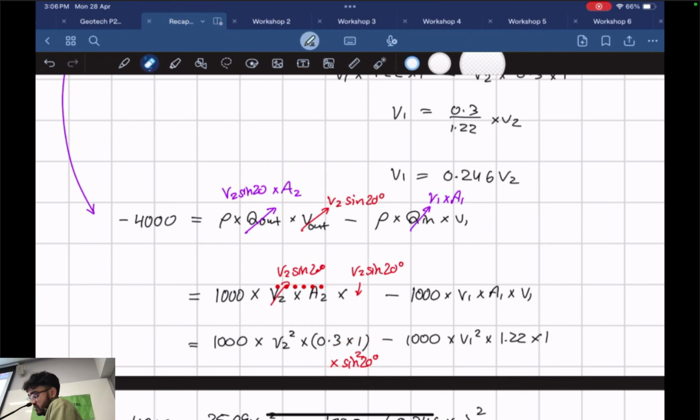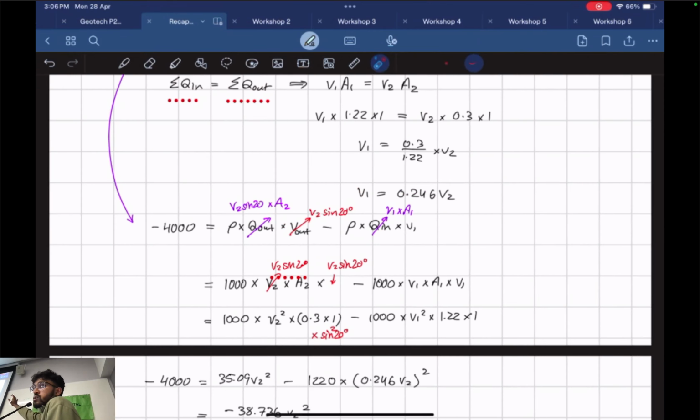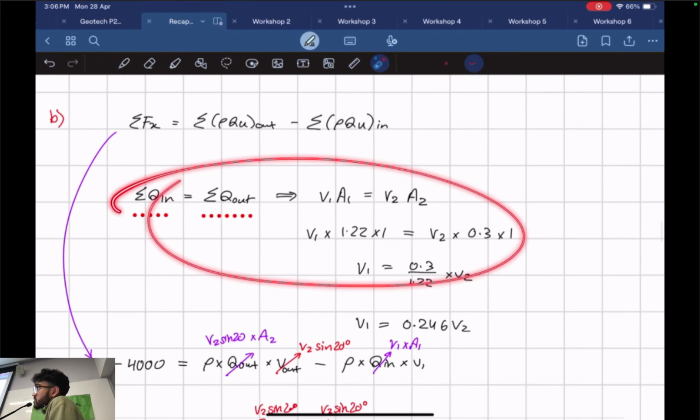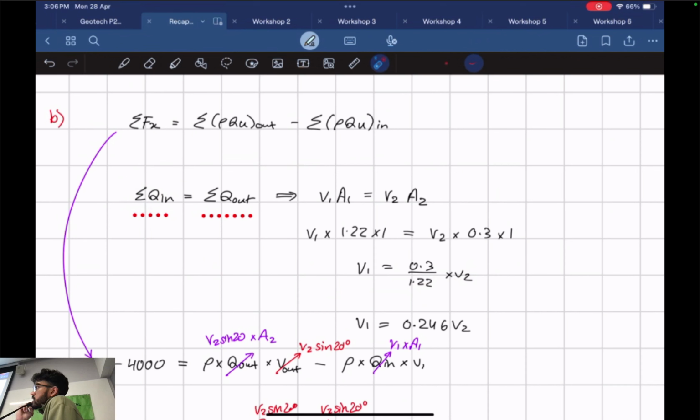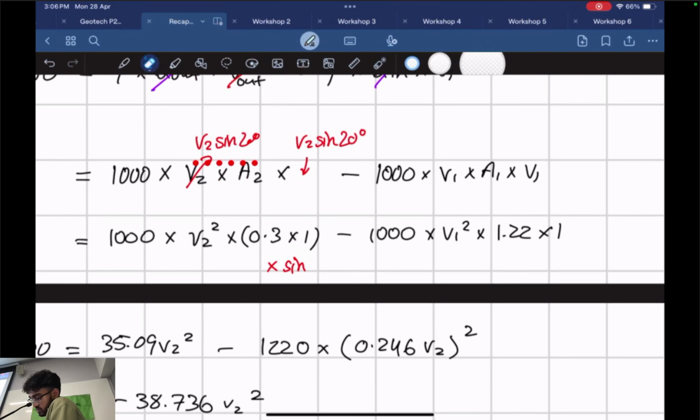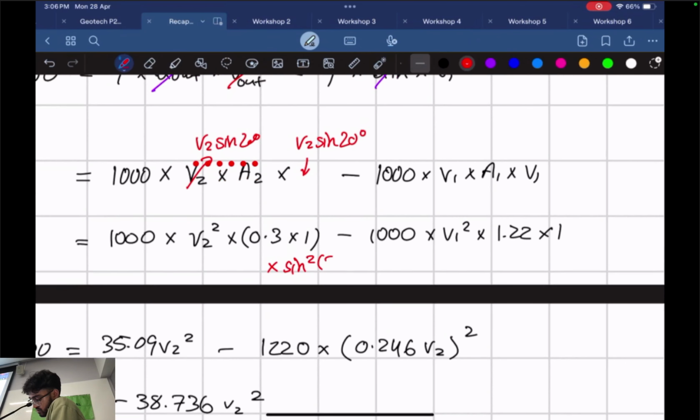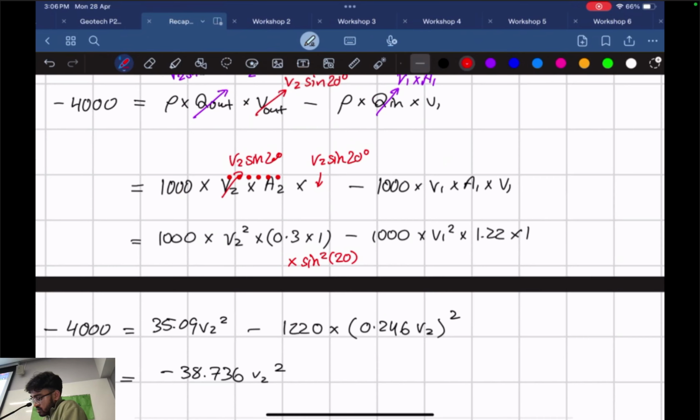I think I might have confused some people, but anyone have any questions about that? I can explain some parts. How to get V1? V1 up here. So just with normal continuity, because one of the assumptions is that we're in a steady state, which means our flow in and flow out is going to be the same. Yeah, it should be sine squared. Yeah, 20.